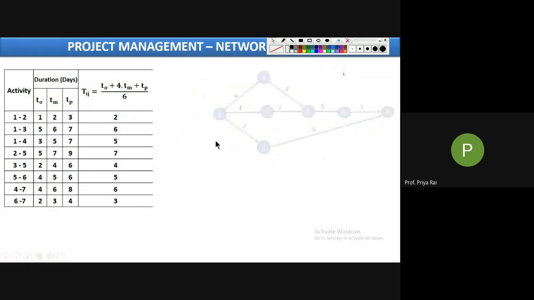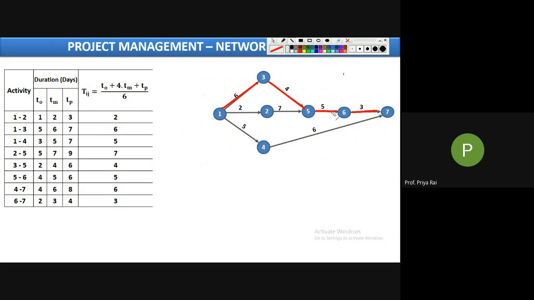We have drawn this. Now they have asked you what is the critical path duration. Before that, we need to determine which one is the critical path. In this case, only 3 paths are there, so it is easy; you can simply identify the paths. For example, this is the first path, red.